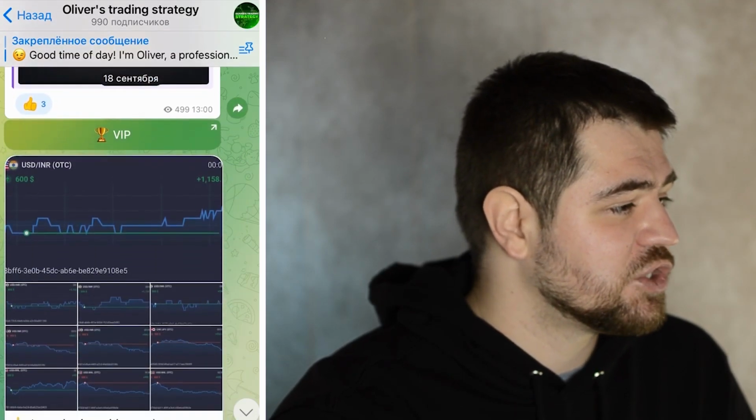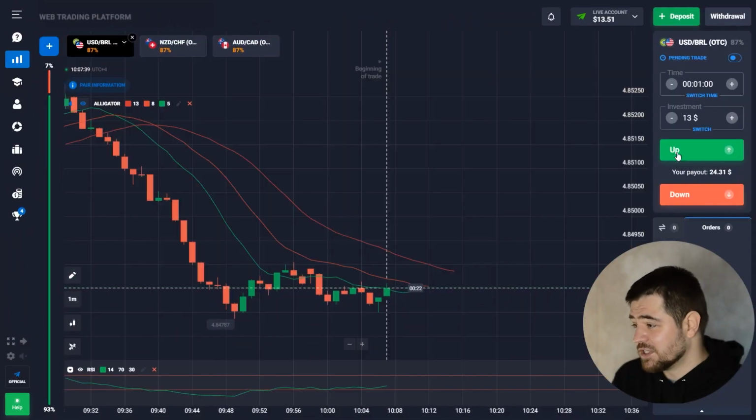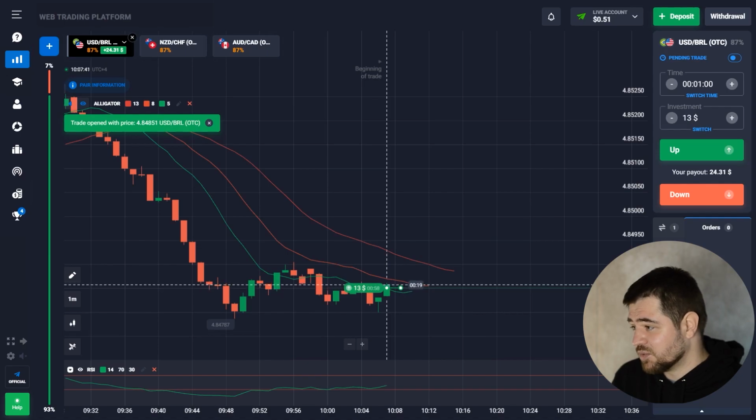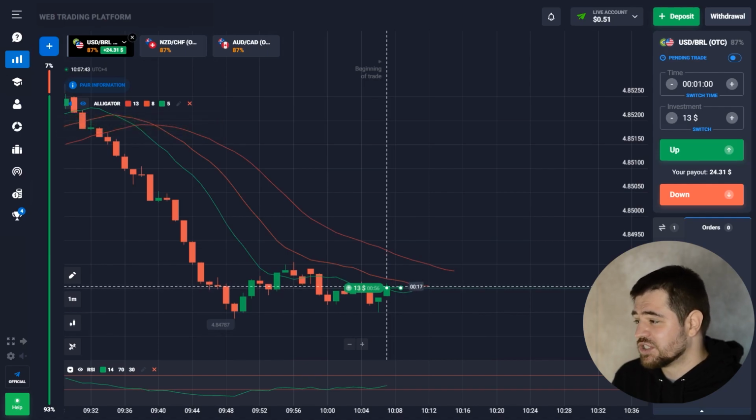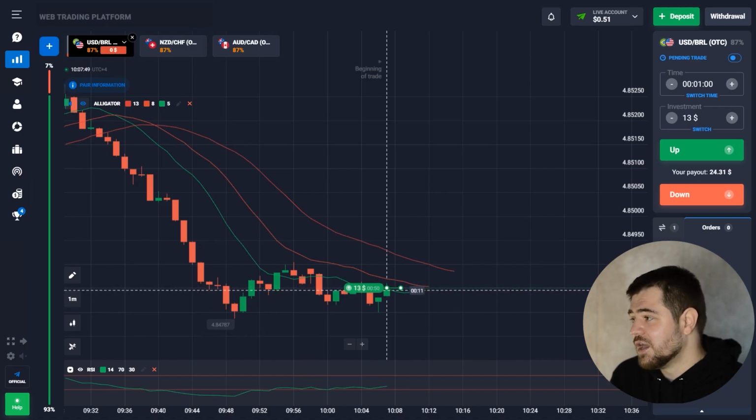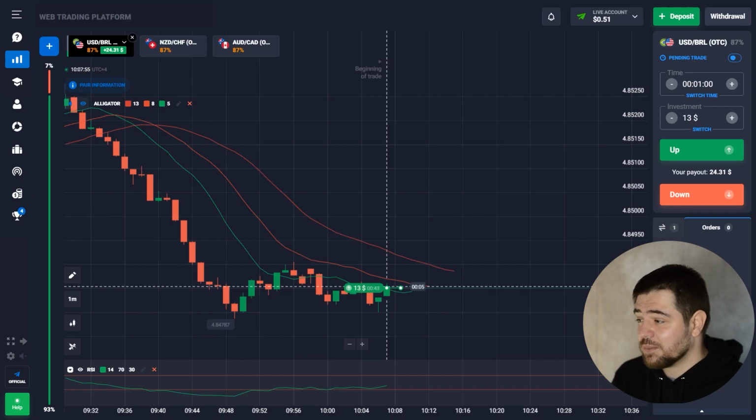So see this situation here, it's time to go up. There was also a flat, but as you can see, we're starting to break through those resistance lines in the face of the alligator lines. We are starting to cross them up. And also the relative strength indicator is pointing up, so it's a good point for us to go in with the call option.